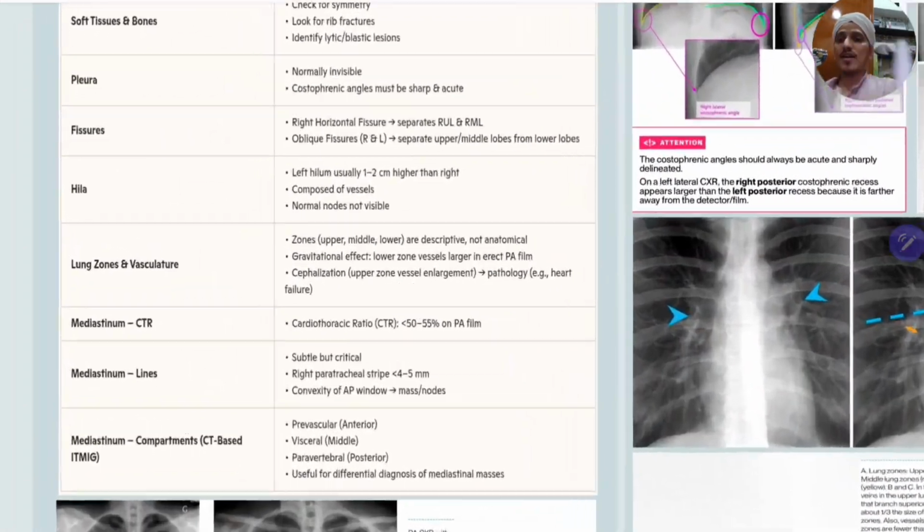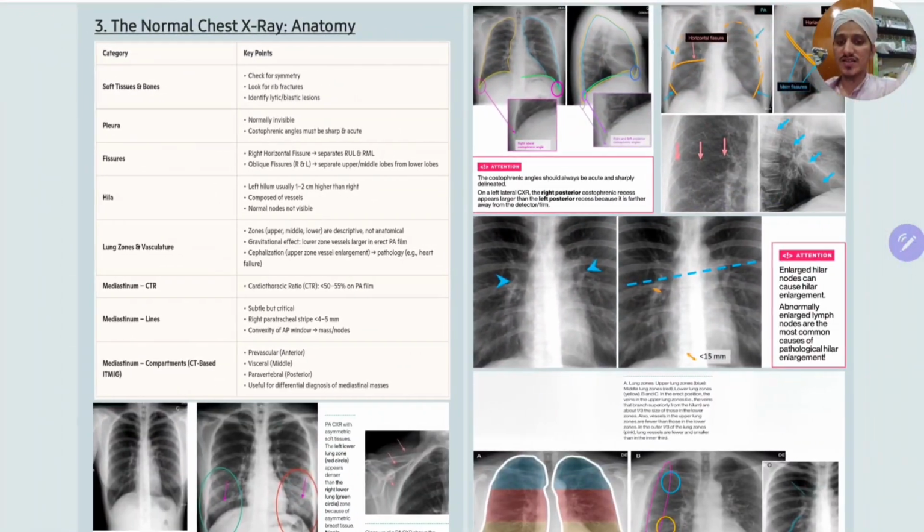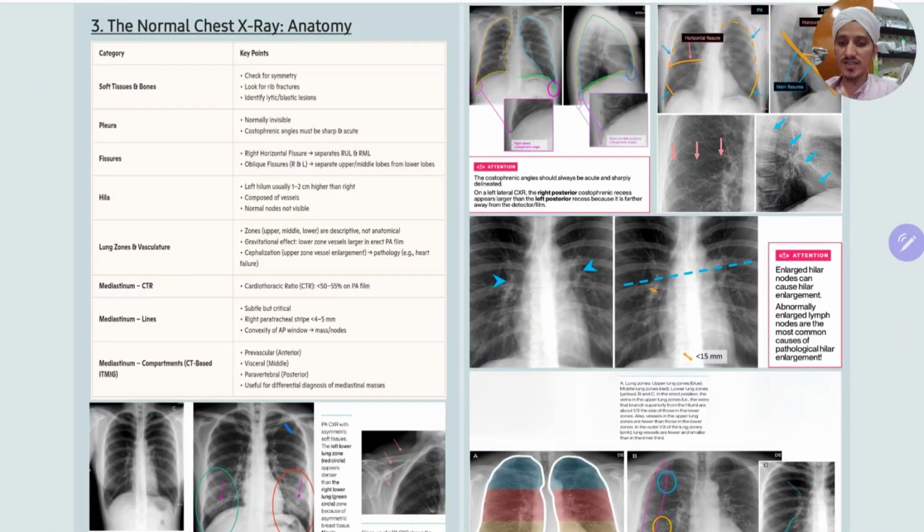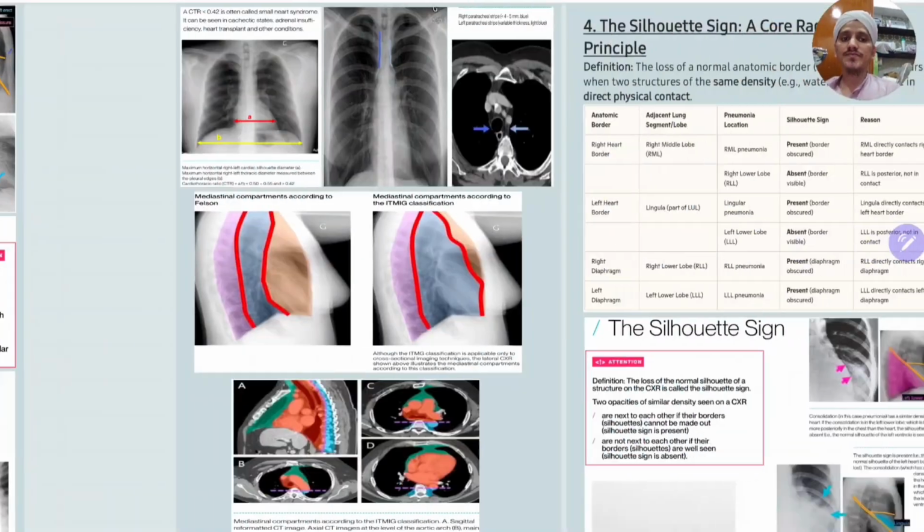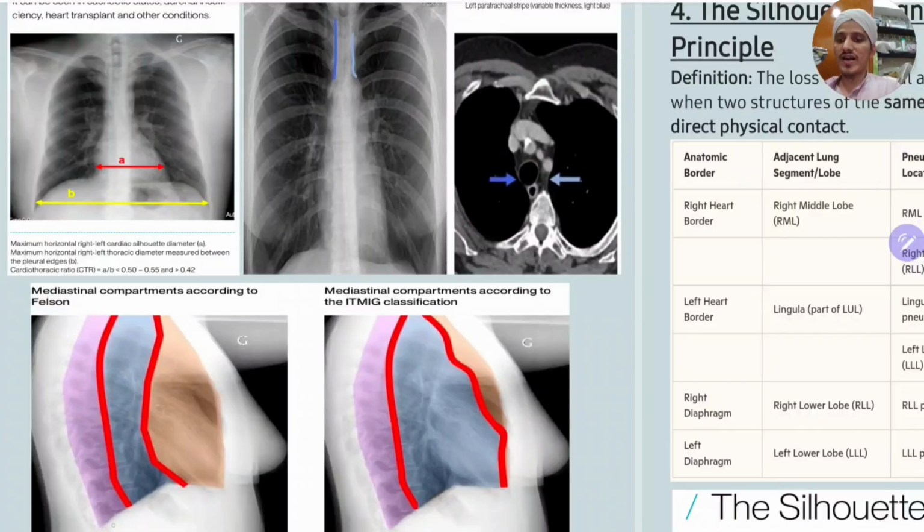Now, what all have we discussed? We have discussed how to see the chest symmetrically, how to see the pleura, and the fissures. We have discussed the hila, and the zones of the lung. Mediastinum widening we have discussed, cardiomegaly, left ventricular enlargement and right ventricular enlargement, the aortopulmonary window, right paratracheal stripe, left paratracheal stripe, and the compartments of the lung.